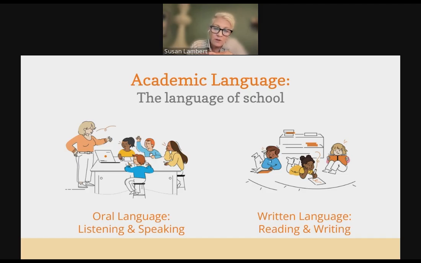We're using it both in the oral environment. So as a teacher, you may be speaking it, and students are expected to listen and to understand that. And not all students come to school with the same level of academic language. And then there's the written language, right? The reading and writing. When we think about the academic language in different content areas, whether it's English language arts or math or history or science, there is a different kind of written language that students have to interact with to be successful in that learning environment.